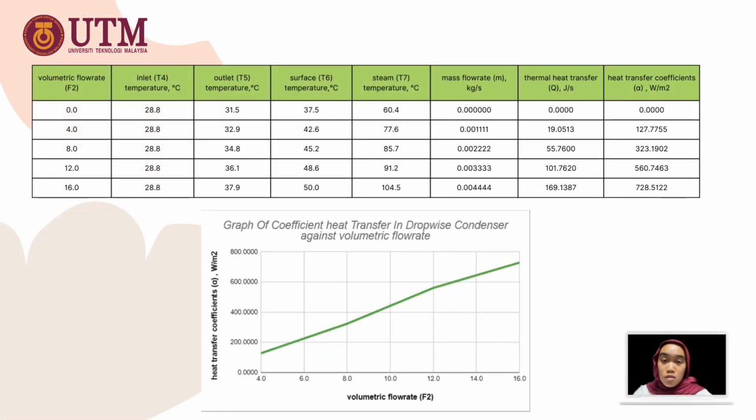Next, this is our table 2, which contains our volumetric flow rate, inlet temperature T4, outlet temperature T5, surface temperature T6, and then our steam temperature T7, and our mass flow rate, thermal heat transfer, and coefficient of heat transfer in Dropwise condenser that we calculated before. And we move to our graph. This is a graph of coefficient of heat transfer in Dropwise against our volumetric flow rate.